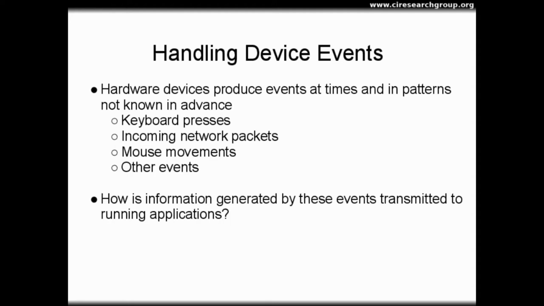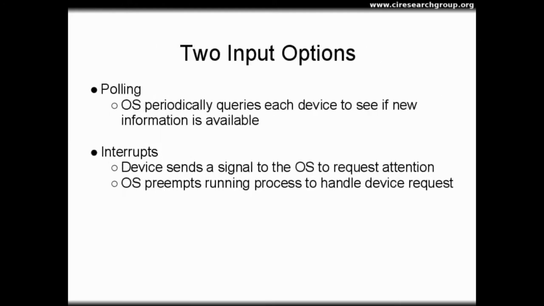Similarly, if we have incoming network packets, if we're running a server application or even just a workstation, and we have messages coming in from the network, we don't know the order and timing of those messages. We also don't know when the mouse is going to be moved, or when any other of a whole bunch of hardware events is going to occur. So, how can we get the information generated by these events and make it available to our applications for use?